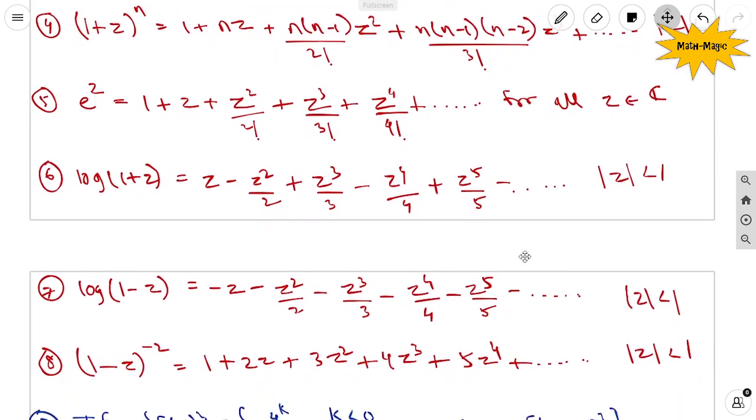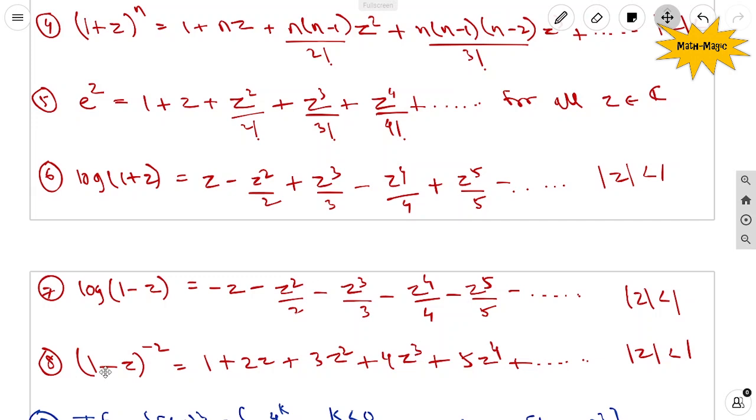So log of 1 plus z. Log of 1 plus z is z minus z square by 2 plus z cube by 3 minus z raised to 4 by 4 plus z raised to 5 by 5 minus and so on. So even this infinite sum is convergent for mod z less than 1, and that convergent value is log of 1 plus z. And just replacing z by minus z, we get 7.